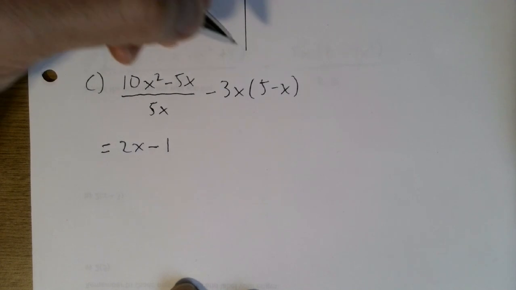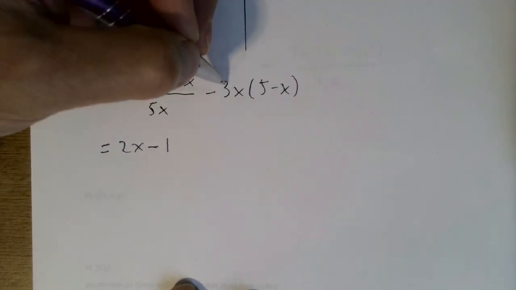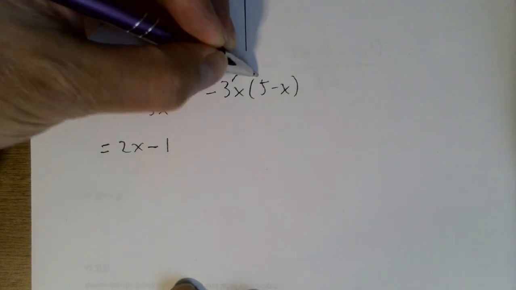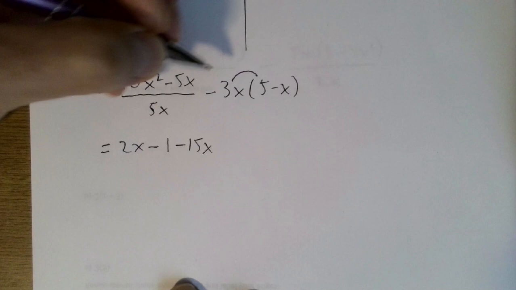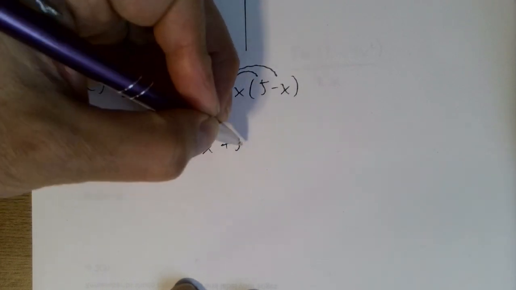Okay, and now we need to be careful here because we've got minus 3x. We need to multiply a negative 3x into both of these. So negative 3x times 5 is going to be minus 15x. And negative 3x times negative x is going to be plus 3x squared.